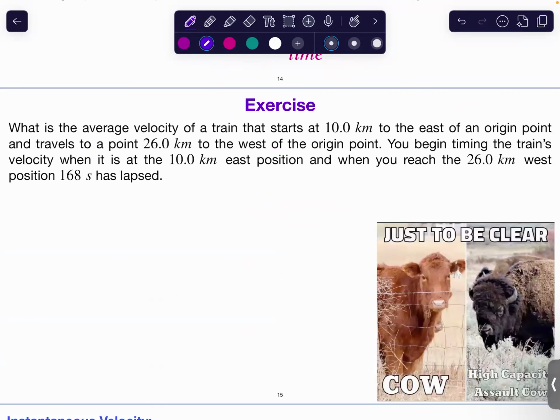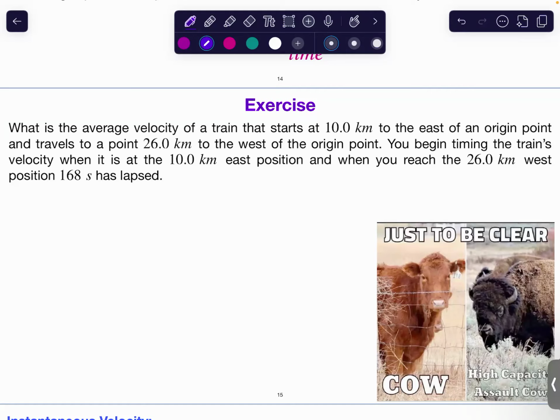So here we go. We have a train that starts at 10 kilometers to the east of an origin point. Remember, another thing that's important is setting up your system so you can select an origin and get an X and Y axis that you're working with. It travels to a point 26 kilometers to the west of the origin point. You begin timing the train's velocity when it is at the 10 kilometer east position, and when you reach the 26 kilometer west position, 168 seconds has passed. So we're going to find the average velocity.